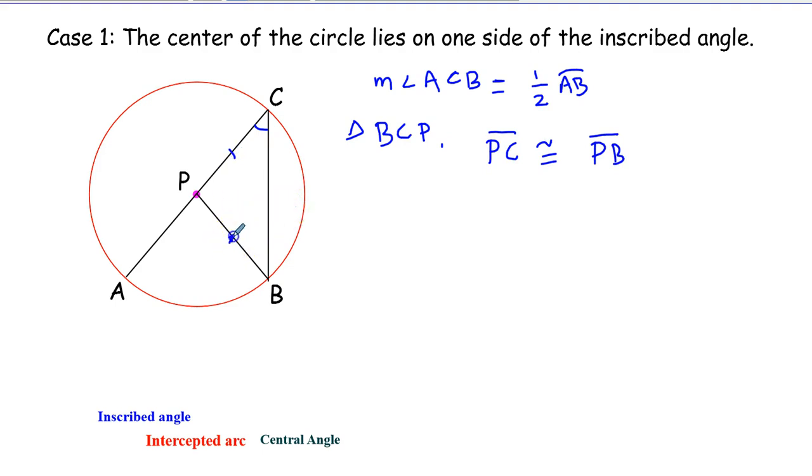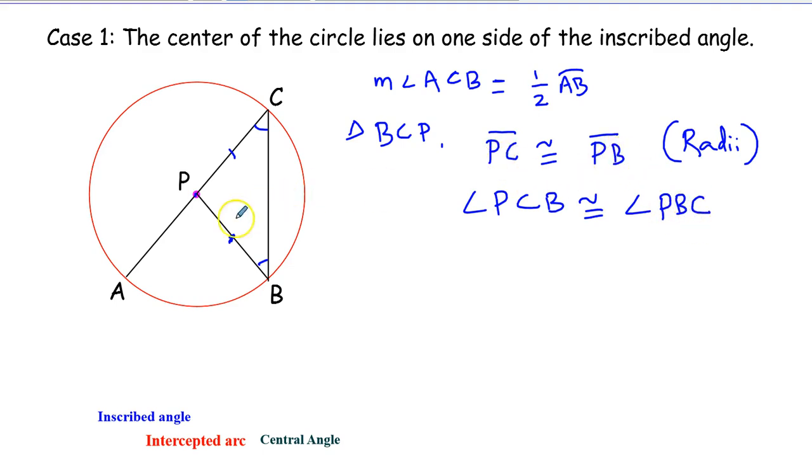Why? Because those two are the radii. P is the center, PC is one radius, and again P is the center and B is a point on the circle, so PB is the radius. Because those two are the radii, the plural form of radius is radii, those two sides are congruent. Hence, this angle PCB is congruent to the other angle PBC. Opposite to PC you have PBC and opposite to PB you have PCB. So those are the two congruent angles you got, right? Using that isosceles triangle. Triangle BCP is isosceles because of the two radii we have.